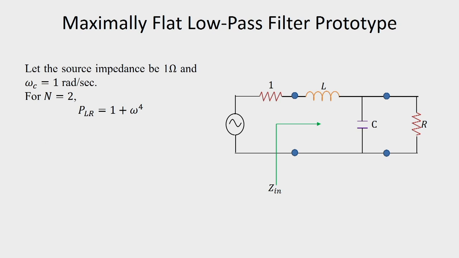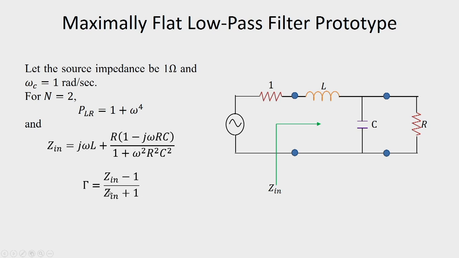So, for a second order filter, when the cutoff frequency is 1, in that case PLR becomes equal to 1 plus omega to the power 4. For this circuit shown here, Z in can be found as j omega L, the reactance, in series with the parallel combination of R and C, which is given here, and also once we have Z in, the gamma looking into this network, since our source impedance is normalized to unity, will be Z in minus 1 divided by Z in plus 1.